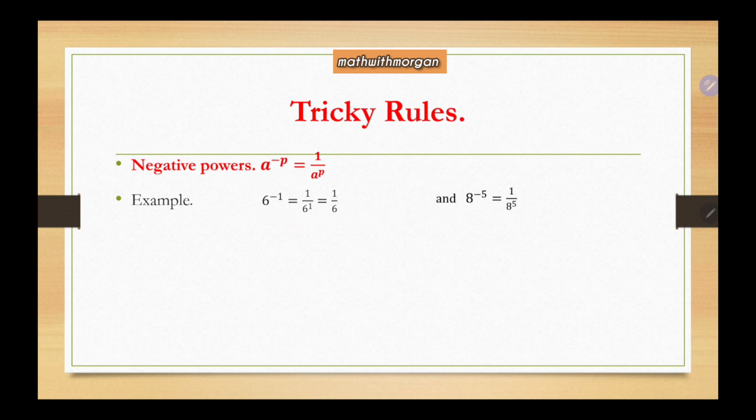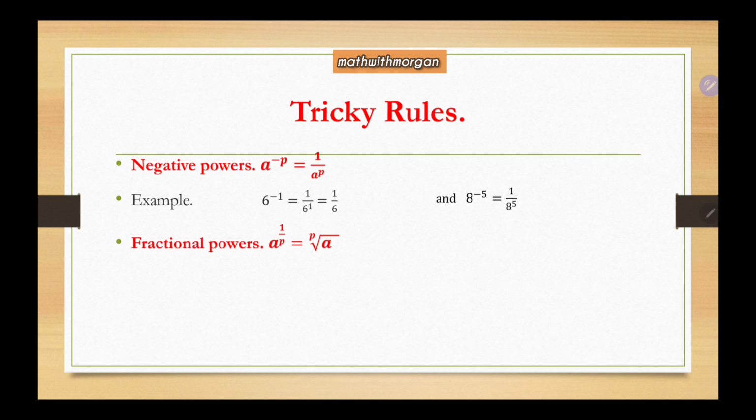But if we take a look at this example here, where we have 8 to the power negative 5, we're just going to invert it to 8 to the power 5 and put 1 over it. But keep in mind that we make sure that the 5 is positive.